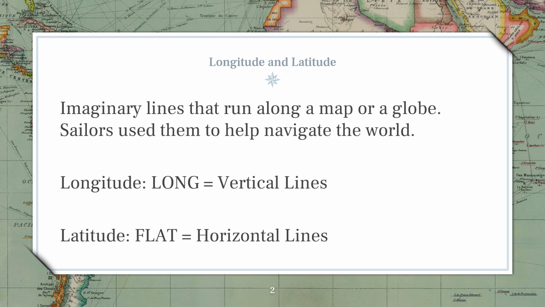And so in terms of knowing the difference between the two, we can really think about the idea of longitude, which are vertical lines or long lines, and latitude, flat, horizontal lines, right? So latitude goes from east to west, longitude goes from north to south. Okay? And you can sort of, again, think of this as latitude, flatitude, and that might be another way for telling the difference between latitude and longitude.